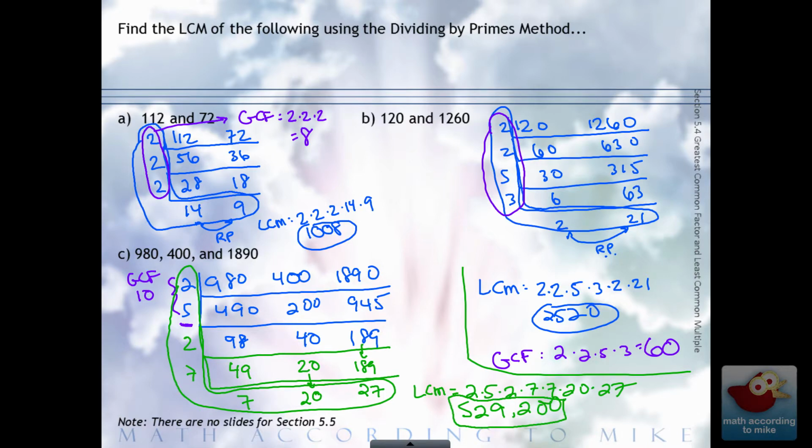Woo! Awesome. So again, the prime factorization methods and the dividing by primes method can help you find both the GCF and the LCM. The Euclidean algorithm does not help you find the LCM, just the GCF. But its answer can be used if you know a little tricky formula, which is in the book, to find the LCM if you know the GCF.